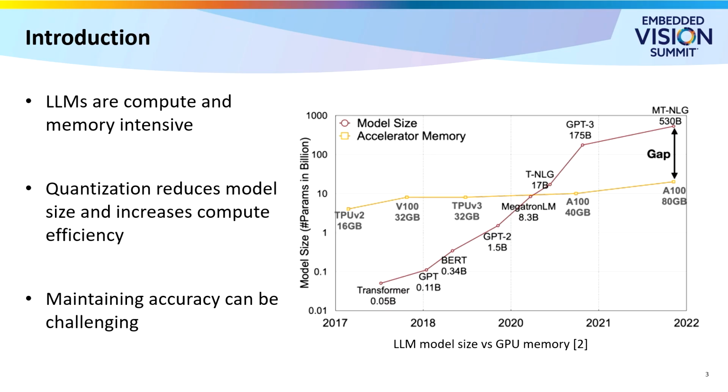This is where quantization comes in as a useful tool. It reduces the model size, thereby reducing the memory footprint of the model as well as the bandwidth requirement. Also, it is able to improve the compute efficiency and compute throughput, so you get better frames per second. One of the challenges with quantization is that while you're trying to reduce the model, it tends to introduce quantization noise, which can impact the model accuracy and is challenging to recover.